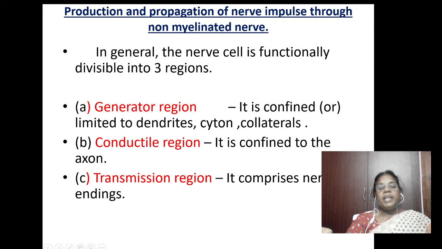Then the conductile region is confined to the axon. That means the impulse is transmitted along the length of the axon, so it is named the conductile region. Then the transmission region comprises nerve endings like teledendrites. The teledendrites transmit this impulse to the next neuron.